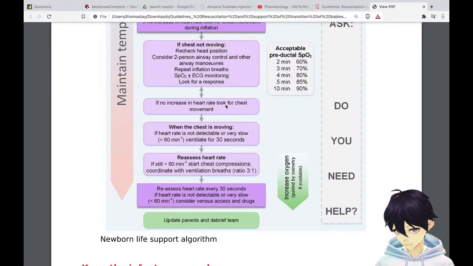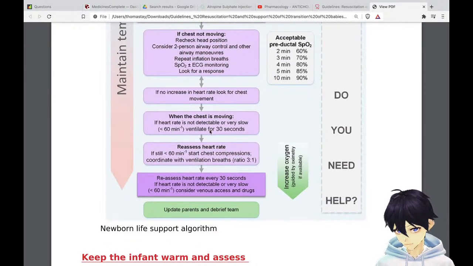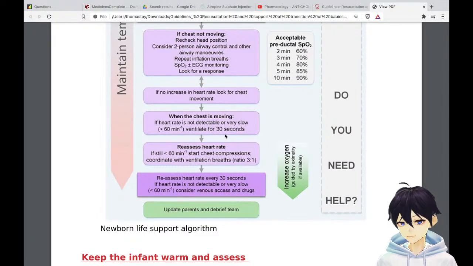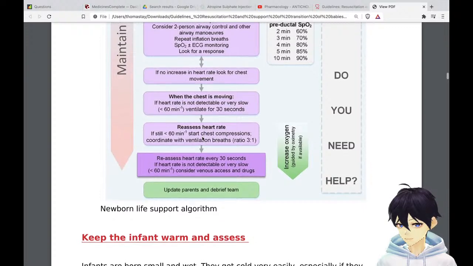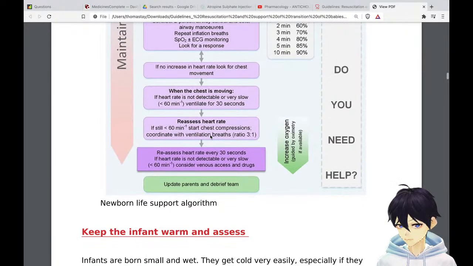If no increase in heart rate, look for chest movement. When the chest is moving, if heart rate is not detectable or very slow, less than 60 per minute, ventilate for 30 seconds, assess heart rate. If still less than 30 minutes, start chest compression.